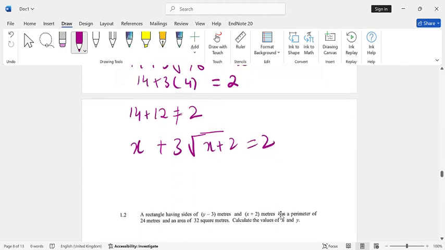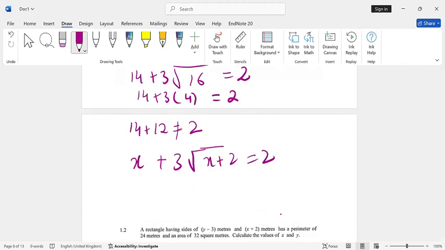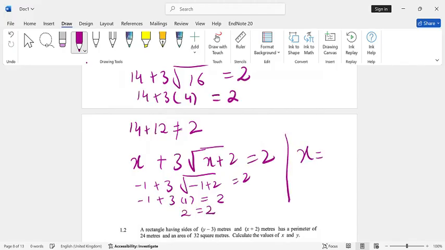Now I'm going to put -1, okay? So I just put -1 instead of x, so -1, 3 into 1. So as you can see, 2 equals 2. So we can say that our answer is correct when x equals -1, all right? And x is not equal to 14. So move to the next question.